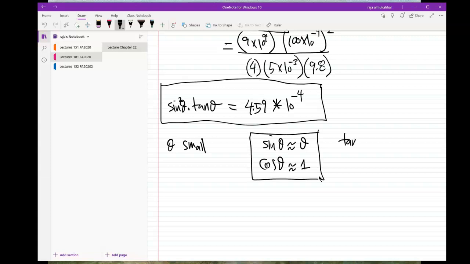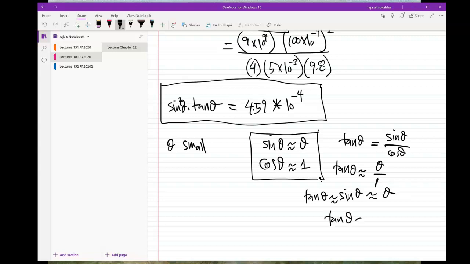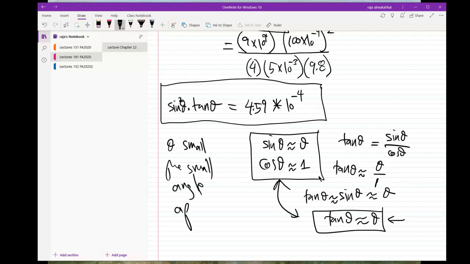Now, we know that tangent theta is equal to what? Sine over cosine, correct? Well, if the angle is small, that means tangent theta is almost equal to theta over 1. In other words, tangent theta is almost equal to sine theta, but sine theta is equal to theta, and therefore, tan theta is almost equal to theta. These are what is called the small angle approximation. Remember it. Write it down somewhere. They come in really handy.